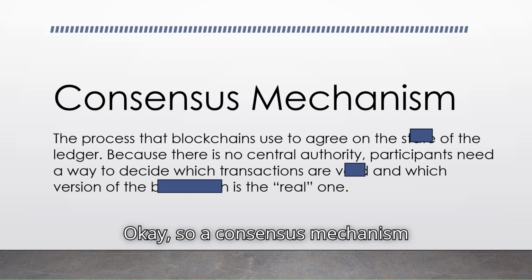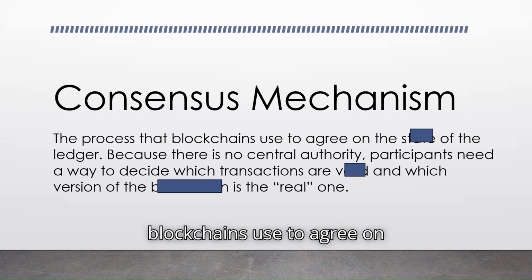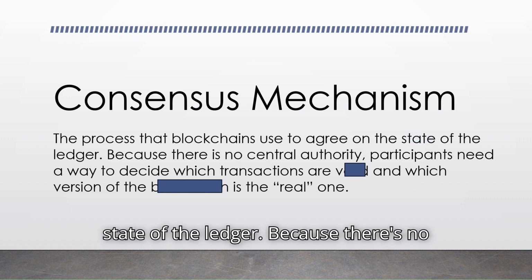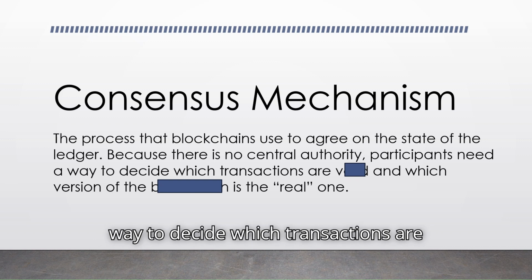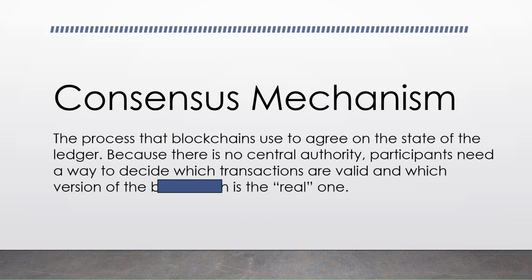Okay, so a consensus mechanism is the process that blockchains use to agree on the state of the ledger. Because there's no central authority, participants need a way to decide which transactions are valid and which version of the blockchain is the real one.